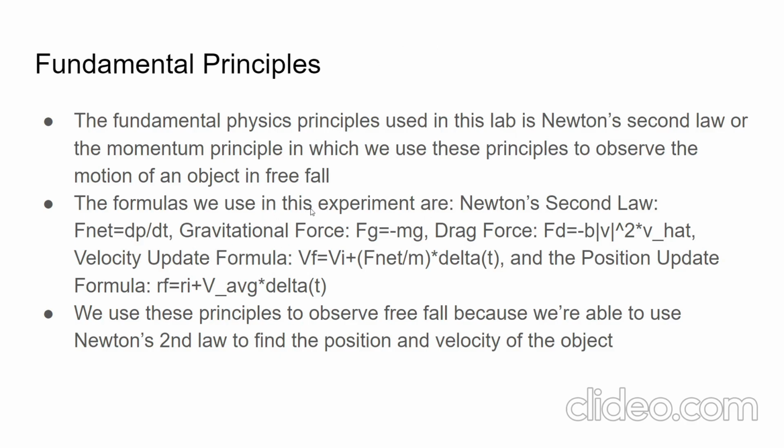The formulas we use in the experiment are Newton's second law, F net equals dp over dt; gravitational force, Fg equals negative mg; drag force, Fd equals negative b, magnitude of v squared times v hat; velocity update formula, Vf equals Vi plus F net over m times delta t; and the position update formula, Rf equals Ri plus V average times delta t. We use these principles to observe free fall because we're able to use Newton's second law to find the position and velocity of the object.